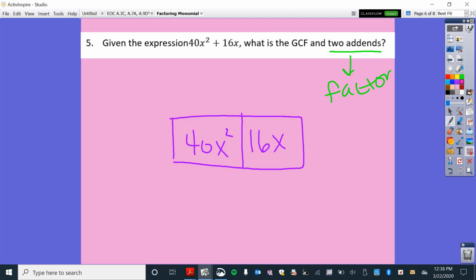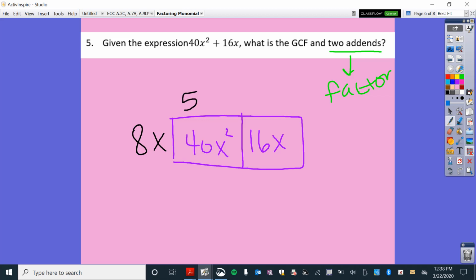So you can come down here and write out your factors, or you can know just what they have in common. Okay, so your greatest common factor is 8. And then your lowest exponent is just an x. Okay, so 8 times what is 40?